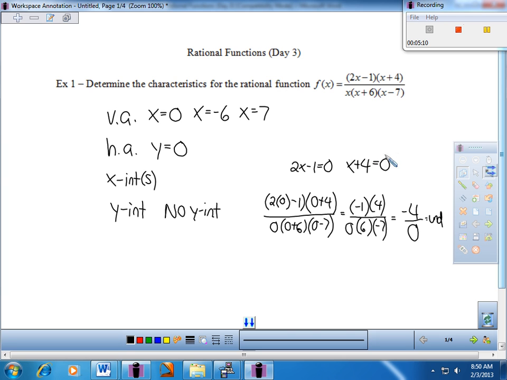All we have to do is set those factors to 0. And I'm hoping you see solve it, you get 1/2. Solve it, you get -4. Great. Please, guys, write them as ordered pairs for me. So this would be (1/2, 0) and (-4, 0).